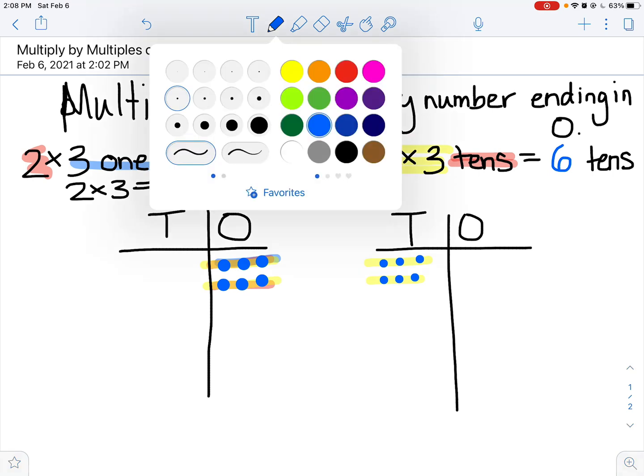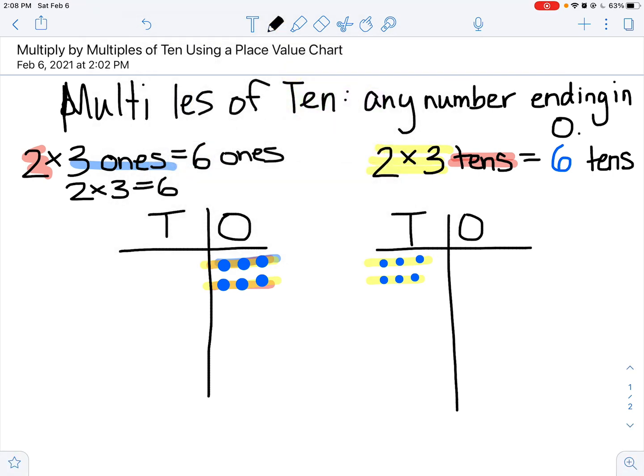So I have a total of 6 tens. Well, the way we would write that without having to write our units out like that is this is the same as saying 2 times 30, right? That's what we call our multiple of 10. These are our multiples of 10. So what we're doing is saying that we know 2 times 3 is 6. This time it's 2 times 30, or 2 times 3 tens, and that ends up being 60, because if I count my tens here, 10, 20, 30, 40, 50, 60, I end up with 60, not just 6.